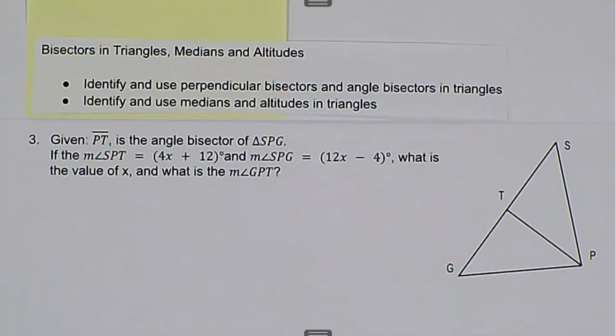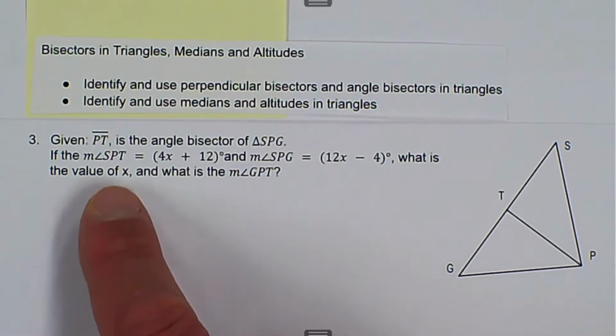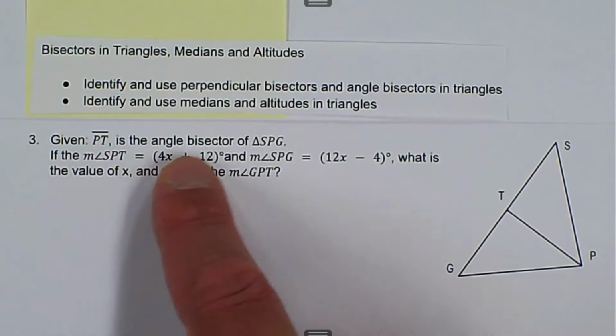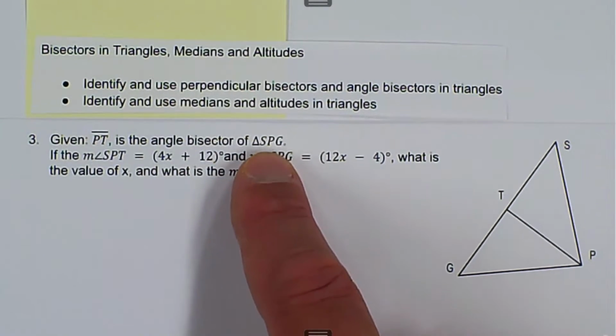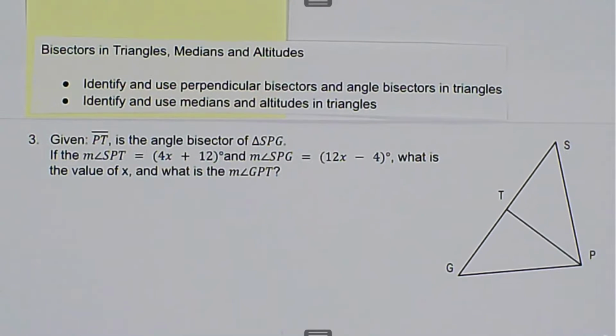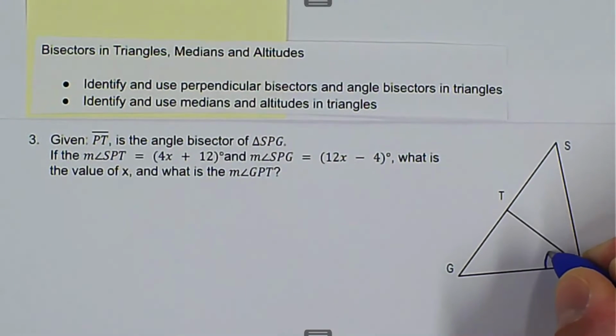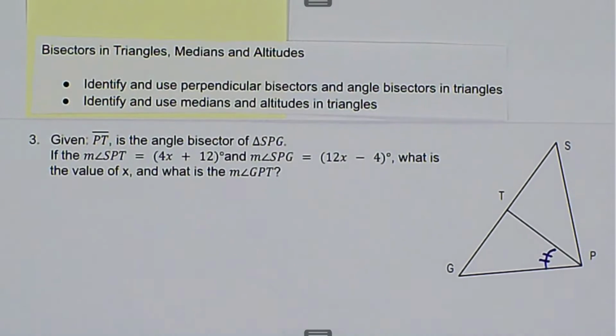We are talking about bisectors and triangles, medians and altitudes, and we identify and use perpendicular bisectors and angle bisectors. So we're looking at example 3. Given line segment PT is an angle bisector of triangle SPG. So this is an angle bisector, so I'm going to mark that on my drawing to make sure that I remember that. This is the angle bisector, it told us. Because that's the angle bisector, we know that we have two congruent angles.